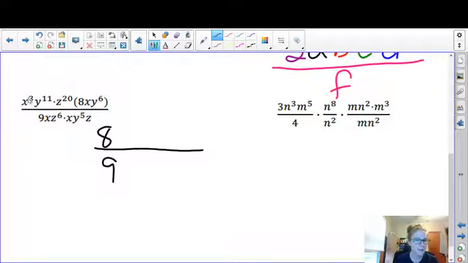All right, how many X's do I have total? Well, I can see an X here, so it can cross out with that one. And then I'm left with 3 here and 1 on the bottom, so I'm left with 2 total.